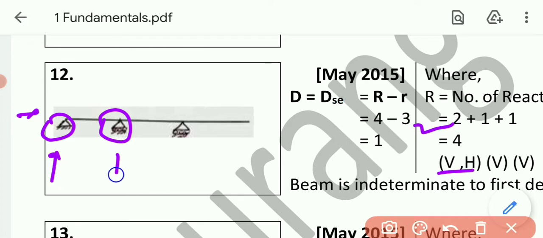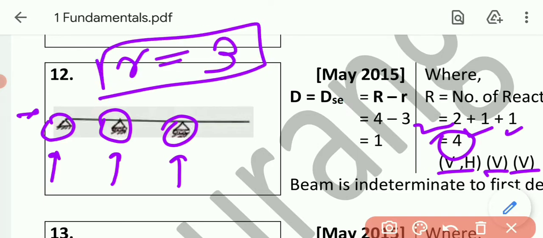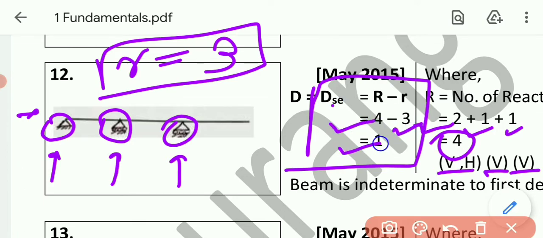Over here roller support is there, so only a vertical reaction, one vertical. Over here also roller support is there, so one reaction, that is this one. So ultimately total unknowns are 4. Talking about equilibrium conditions, that is always 3. Okay, so ds equals capital R minus small r, 4 minus 3, answer comes 1.